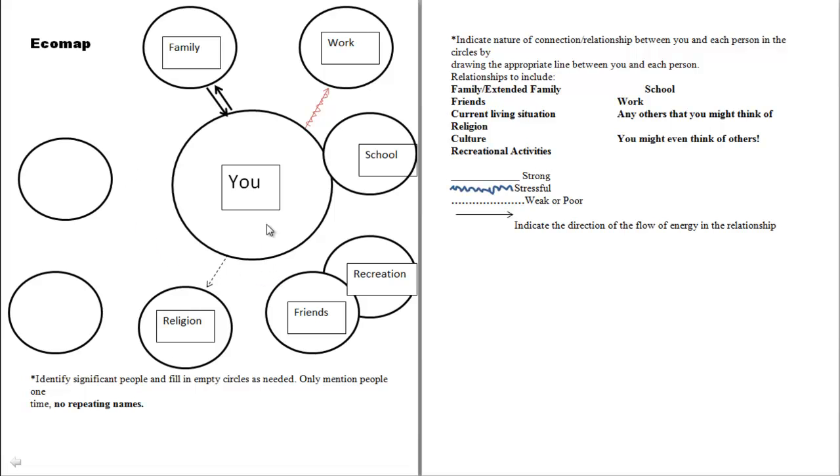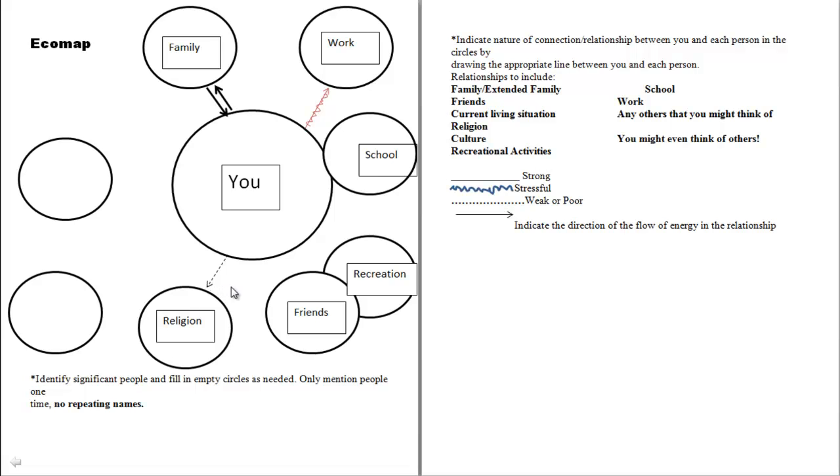A solid line means a strong relationship. The more solid the line, the more strong the relationship. A thinner line would mean strong, but not as strong as the thicker one. A wavy line would mean stressful. That's just like it was in the genogram. A dotted line means a weak or poor relationship.